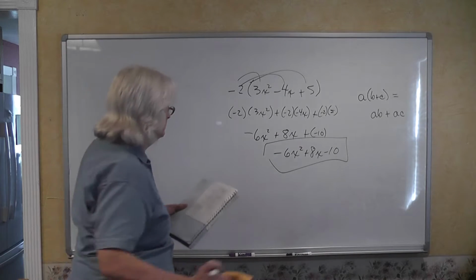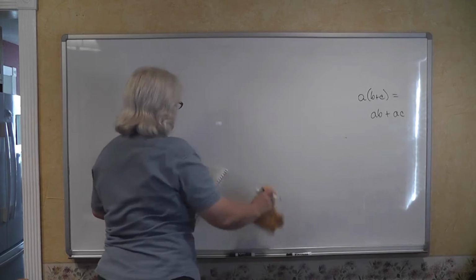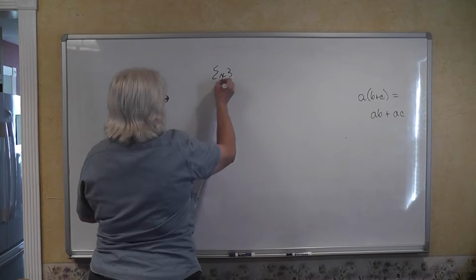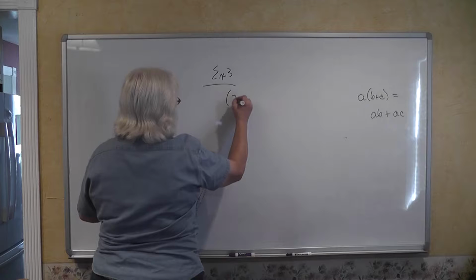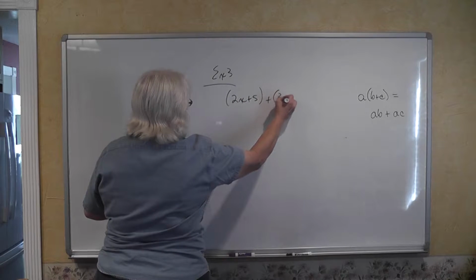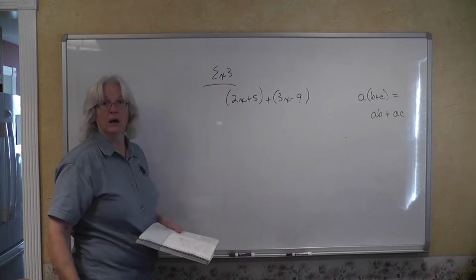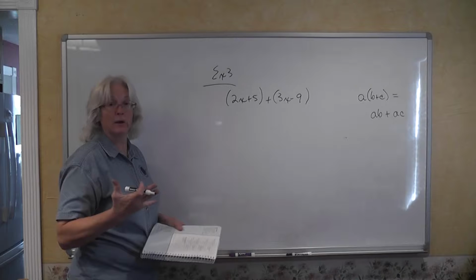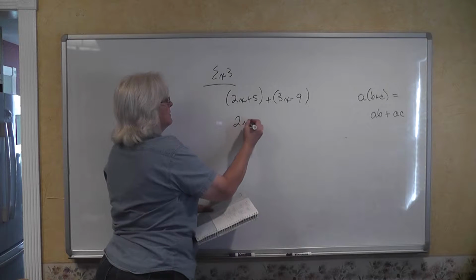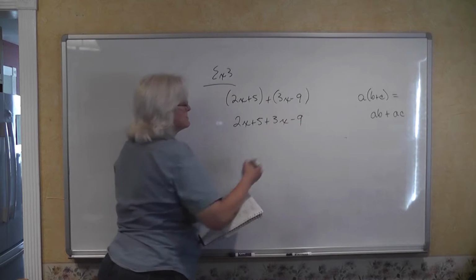Now, example 3. My glasses are giving me fits today. The quantity 2x plus 5 plus the quantity 3x minus 9. Nothing special going on here. No multipliers, no negatives. 2x plus 5 plus 3x minus 9.